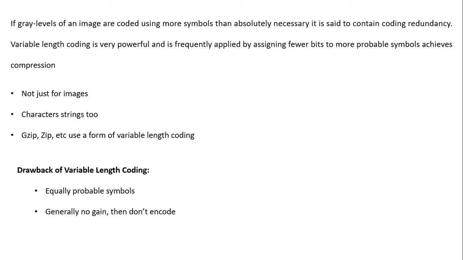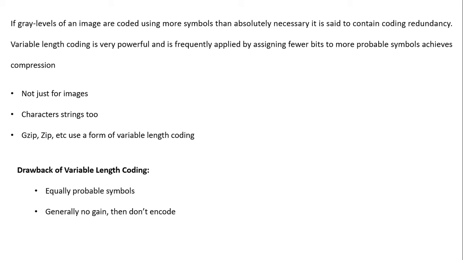If the gray levels of an image are coded using more symbols than absolutely necessary, it is said to contain coding redundancy. Variable length coding is very powerful and frequently applied, assigning fewer bits to the more probable symbols, which achieves the compression. It is not just for images, but character strings too. Zip and gzip use forms of variable length encoding.